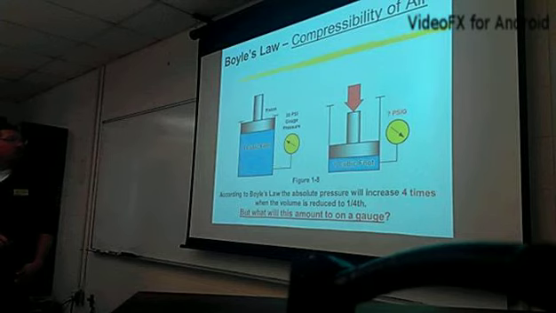So here's an example. If we have 4 cubic feet and it was at 30 psi, and we compressed it to 1 cubic foot, what would be our reading?